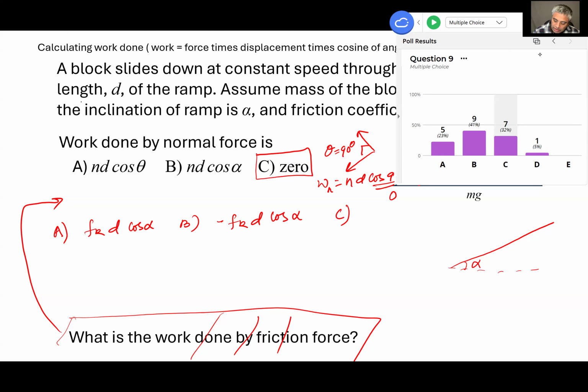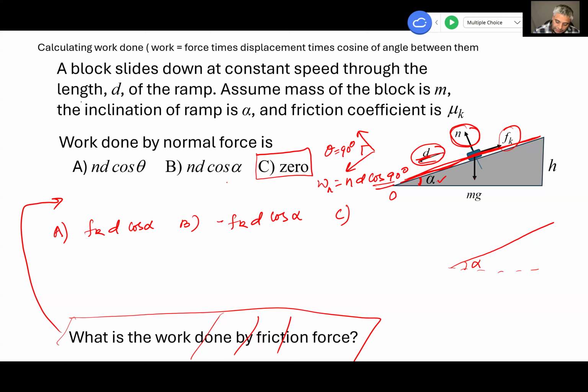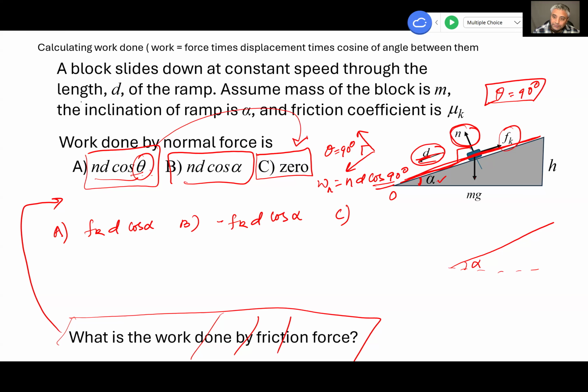A lot of you thought this is the correct answer, or this is the correct answer, because this looks like just the definition of work done, right? But remember, this theta in the work done is going to be correct only if theta is the angle between N and D, the force and displacement. In this case, we know the angle. So theta is 90 degrees. We need to replace that. So that's why there is a better choice here.